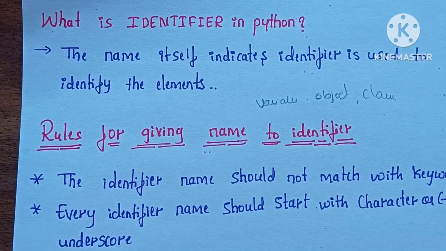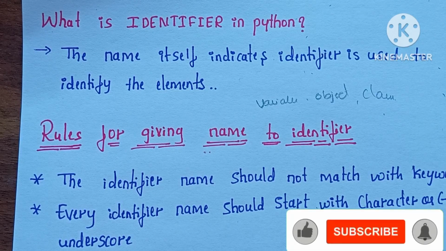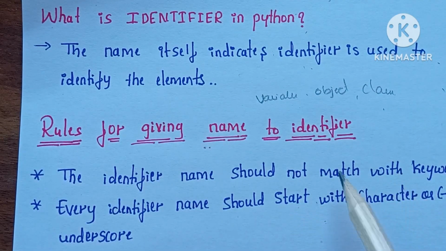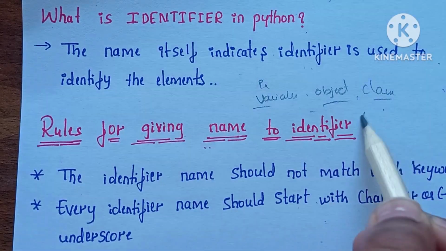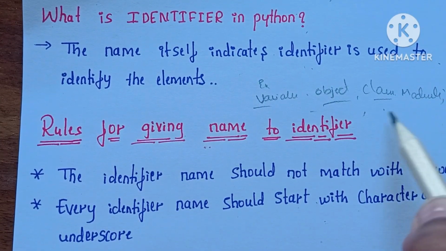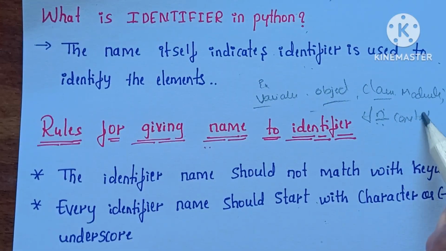For everything we give some name, and by using that name we identify the particular object or function or class. So identifier examples are variable, class, object, module, and even function and constants, like this.